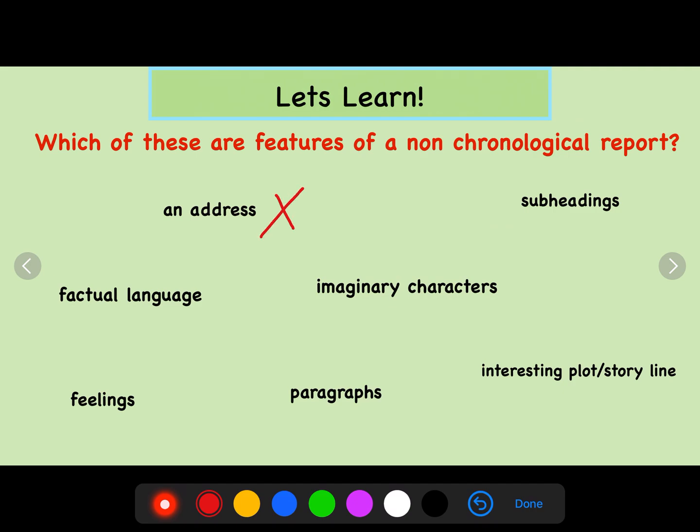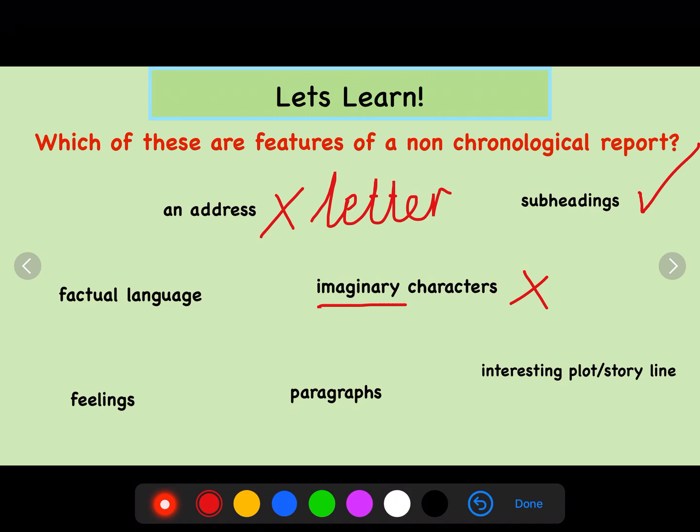Super. We would not find an address in a non-chronological report. We would find that in a letter. Subheadings. We would find them in a non-chronological report. Imaginary characters. Now, imaginary just means made up. We would not find imaginary characters in a non-chronological report. We would find factual language. Factual language means facts which are true. Feelings. We would not find feelings in a non-chronological report. We might find them in a diary entry.